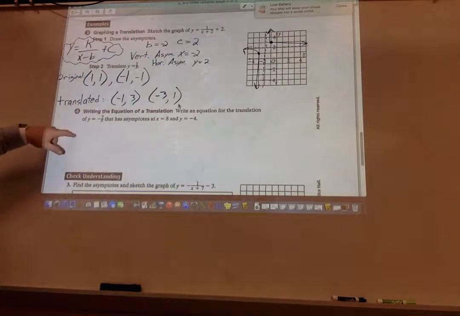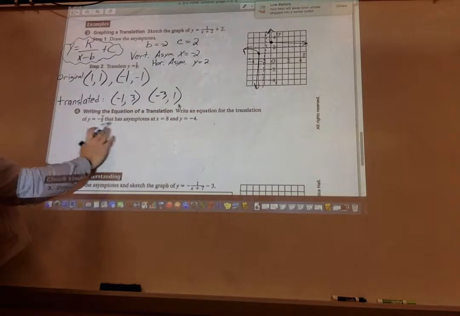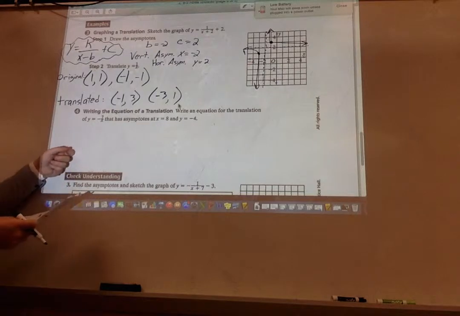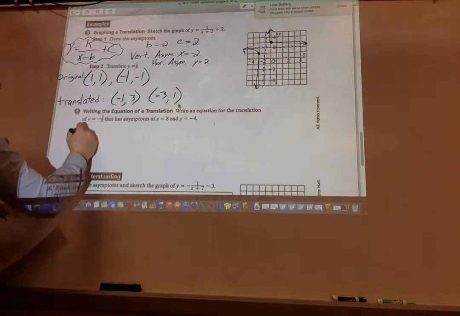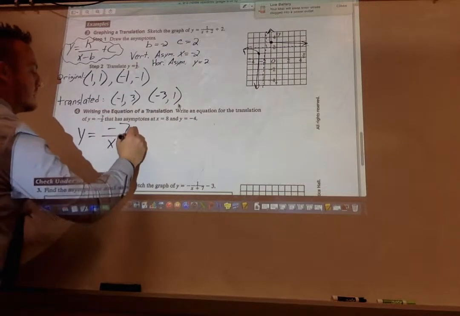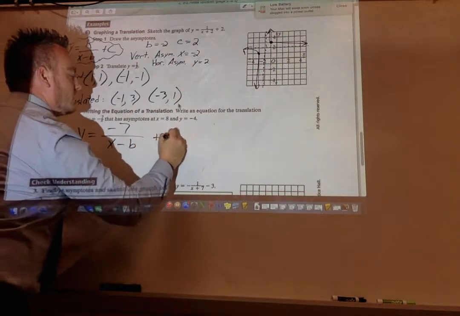So now let's graph this real quick here, before my battery runs out, because it's about to. Let's do the last one here. If we're moving asymptotes at x equals 8 and y equals -4 for number 4 here, we're going to say that it's y equals -7 over x minus b plus c.